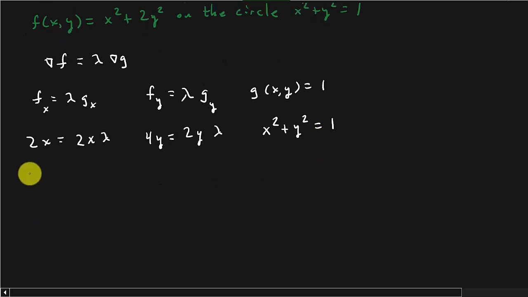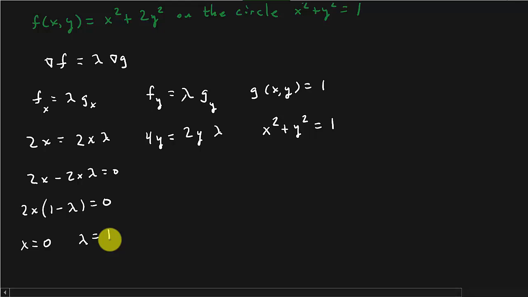So let's take this one. So that's going to give us 2x, right? 2x minus 2x lambda equals 0. So 2x times 1 minus lambda equals 0. So you can see x equals 0, and we have lambda equals 1. Okay, all right.